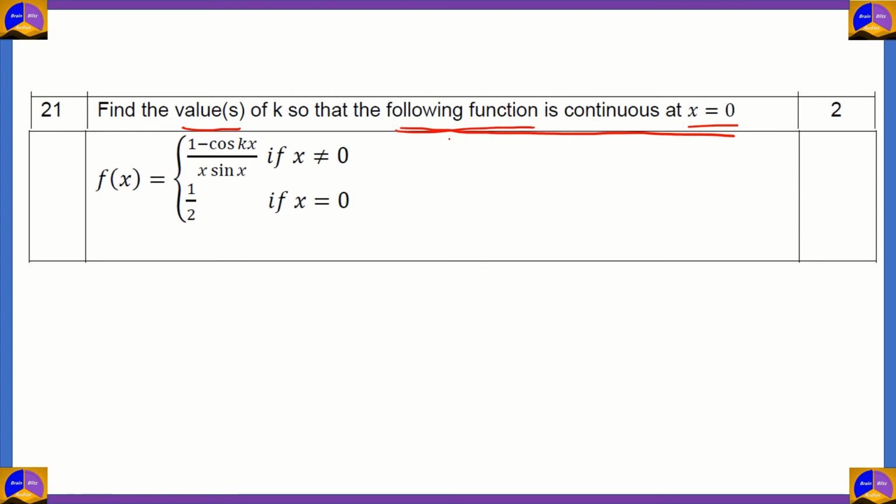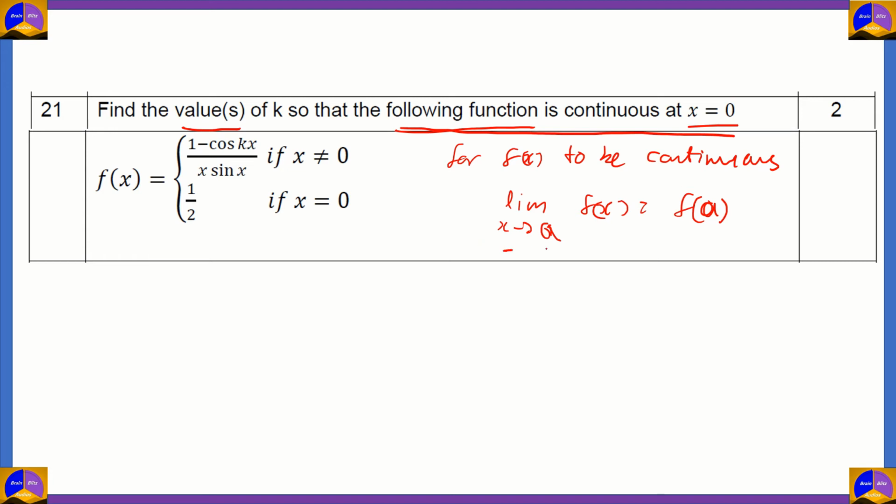Now, let's make sense of the given condition. Following function is continuous at x equals 0. Now, for f of x, the function, to be continuous, what you have to do is equate limit x tends to 0 f of x is f of 0. So limit x tends to a f of x is equal to f of a for f of x to be continuous. If this condition is not met, then the function will not be continuous at that point.